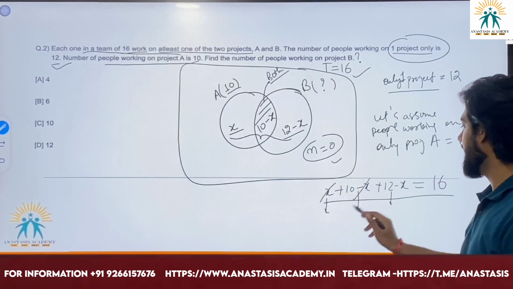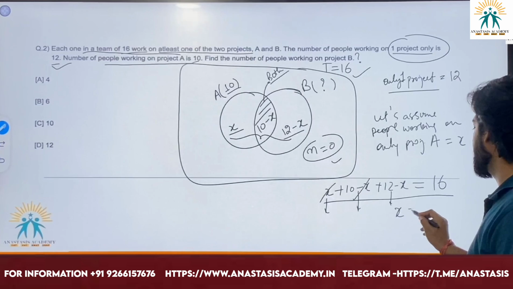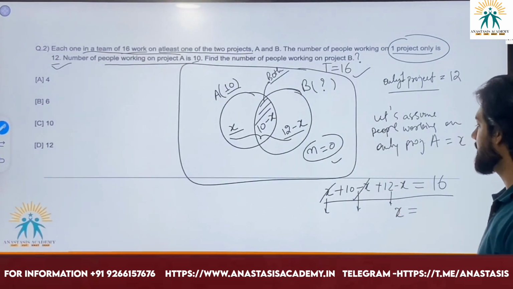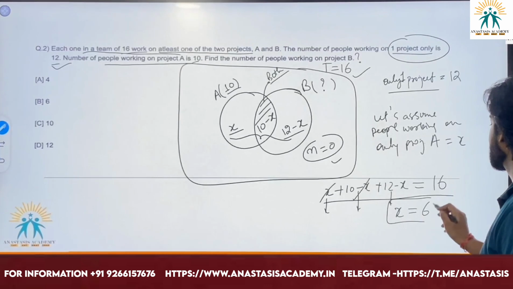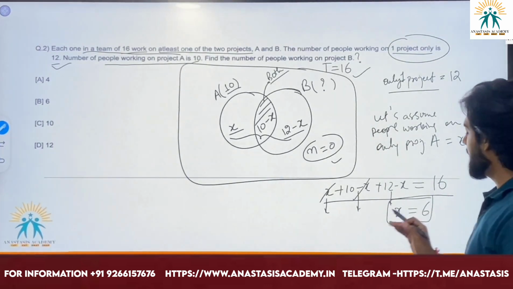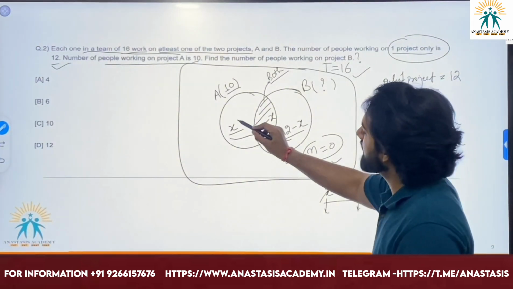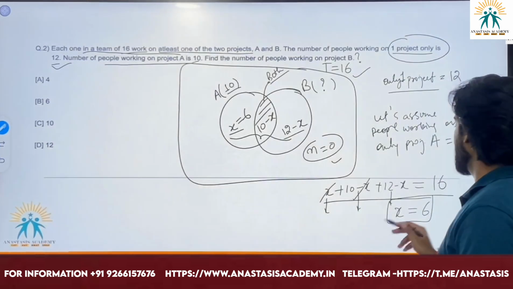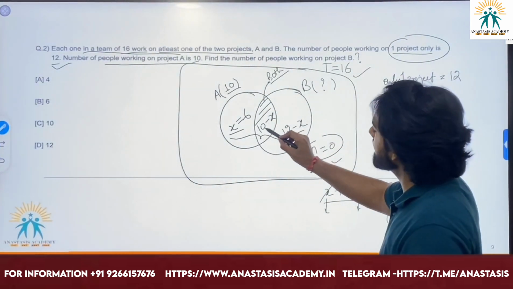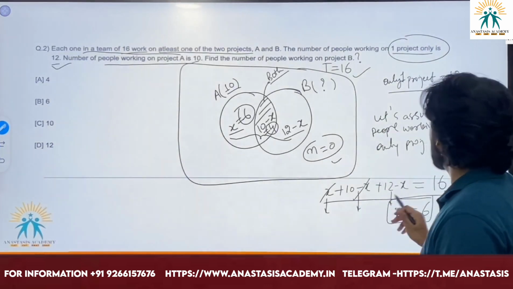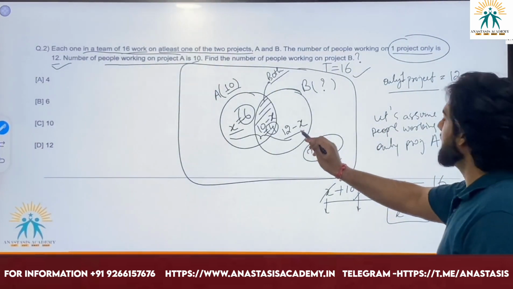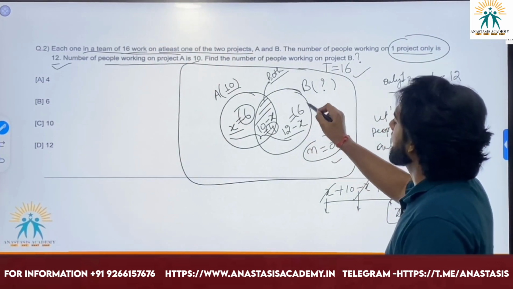So here X gets cancelled. I get from here X as 10 plus 12 is 22, 22 minus 16 is 6. So the number of people working only on project A is 6. The number of people working on both the projects is 10 minus 6, that is 4. And the number of people working on only project B is 12 minus 6, that is 6.